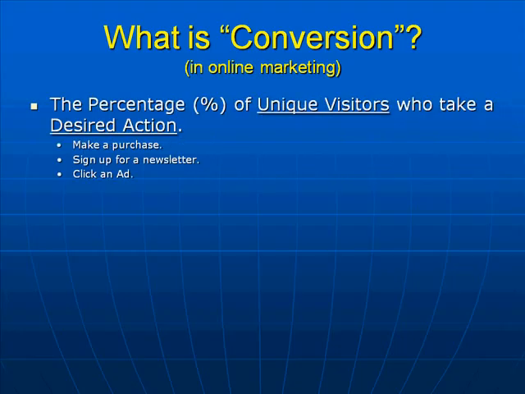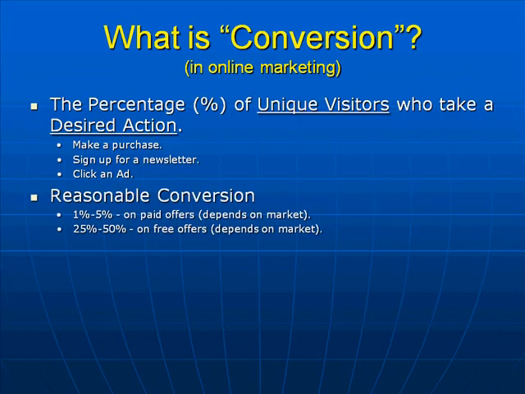As far as we're concerned, conversion is the percentage of unique visitors who take a desired action. For example, they make a purchase, they sign up for our newsletter, or they just click on an ad. Now, a reasonable conversion for a paid offer, that's, for example, you want somebody to buy something, is 1 to 5%. That means 1% is acceptable, 5% is extremely good. So if you had a product converting at a 5% rate, then you'd say you had a very high converting offer. It depends, of course, on the market that you're trying to promote.